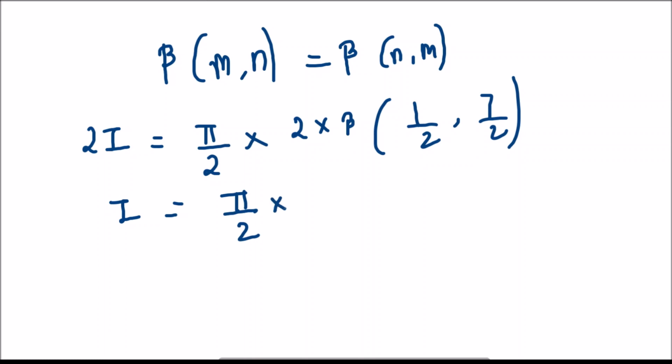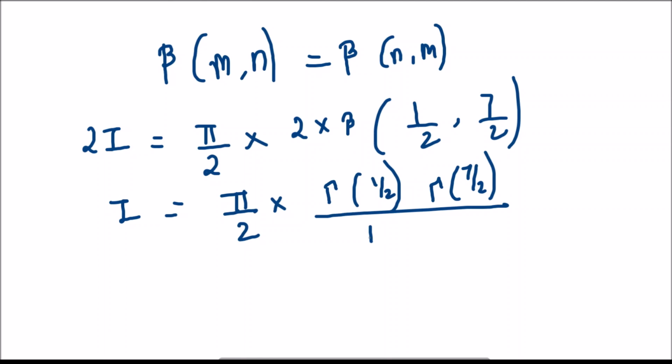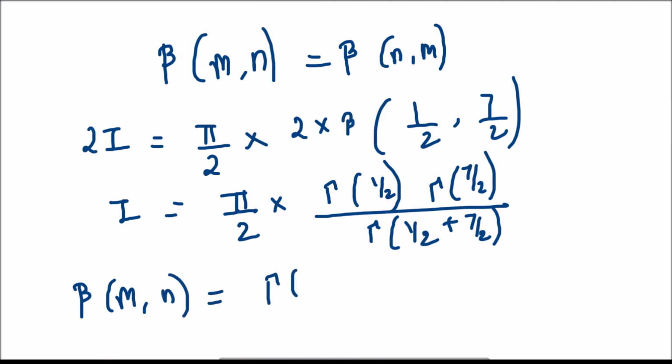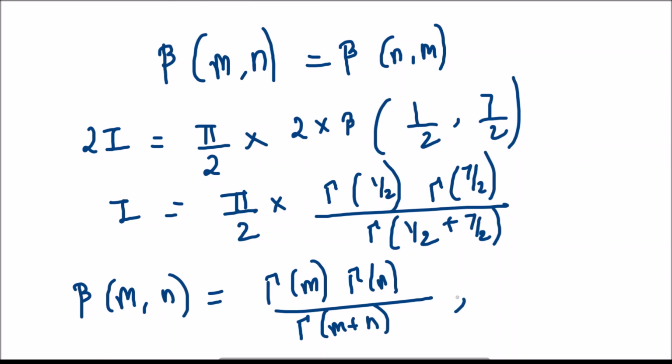Now what is beta of 1 by 2 comma 7 by 2? There are plenty of ways to do it. One of the relations is the gamma function that I'm going to use. So this is nothing but gamma of half times gamma of 7 by 2 over gamma of half plus 7 by 2. Those who don't know this relation, I have simply used this formula: beta of m comma n is equal to gamma m into gamma n upon gamma of m plus n. So that's the formula I have used. And one more standard fact is gamma of 1 by 2 is root pi.